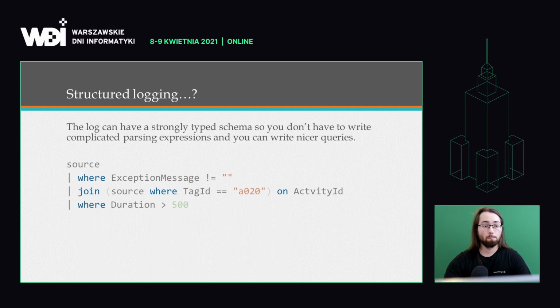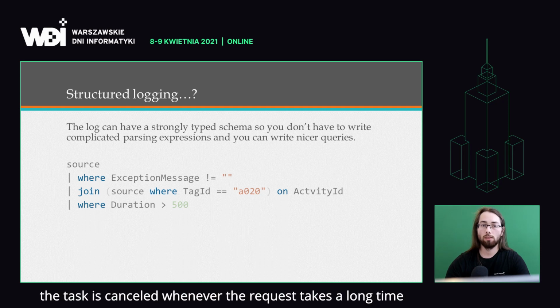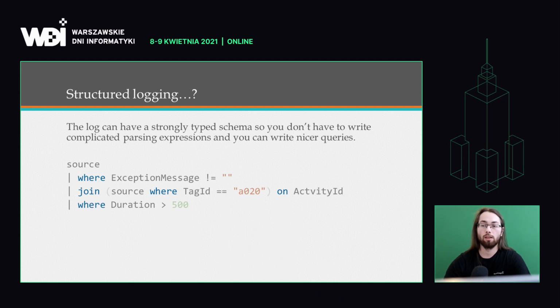Right, so here I have an example of a custom query, which is fairly similar to one I have used at work to correlate an exception, and in my case it was a task cancel exception with the duration of the request. So I was able to say that, yeah, for the most part, the task is cancelled whenever their request takes a long time. Well, makes sense, right?